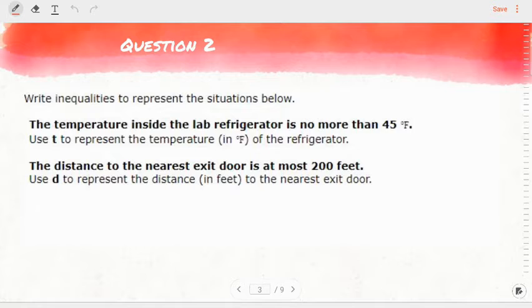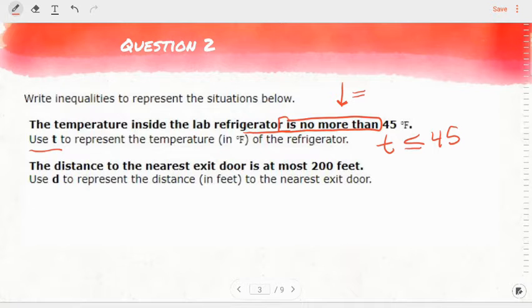Question number 2 is going to look like this. It's going to ask you to write an inequality from some sort of context, some sort of story. So it says the temperature inside the lab refrigerator is no more than 45 degrees. Remember, you have that cheat sheet of all the terms, but I can decipher what no more than means by asking myself, hey, T is the temperature. I'm going to write down T. If it is no more than 45 degrees, think of a refrigerator. I want it to be less than. If I say no more than 45, am I okay with it being equal? Yes. So less than or equal to 45.